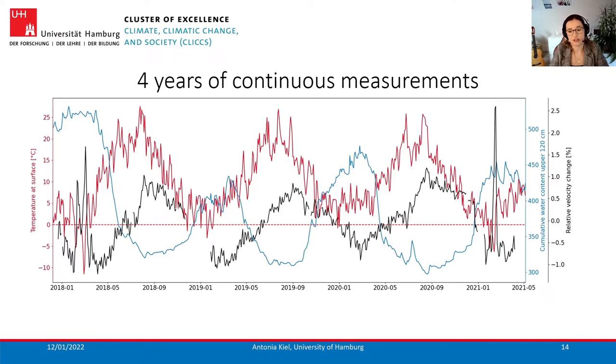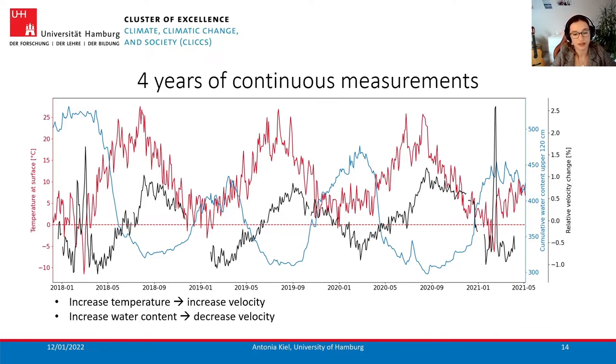And we can see what was already shown in other studies, that an increase in temperature means an increase in seismic velocity. This is for example visible here in 2019, where our water content is rather stable, and we see that our relative velocity change seems to follow the temperature curve quite nicely. Next up, what was also shown in other studies is that during an increase of water content, we have a decrease in velocity. This can, for example, be seen here in 2020, where our temperature curve is, let's say, rather stable. It's not really stable, but more on the stable side. And here we can see that we have an increase in water content while we have a decrease in seismic velocity.